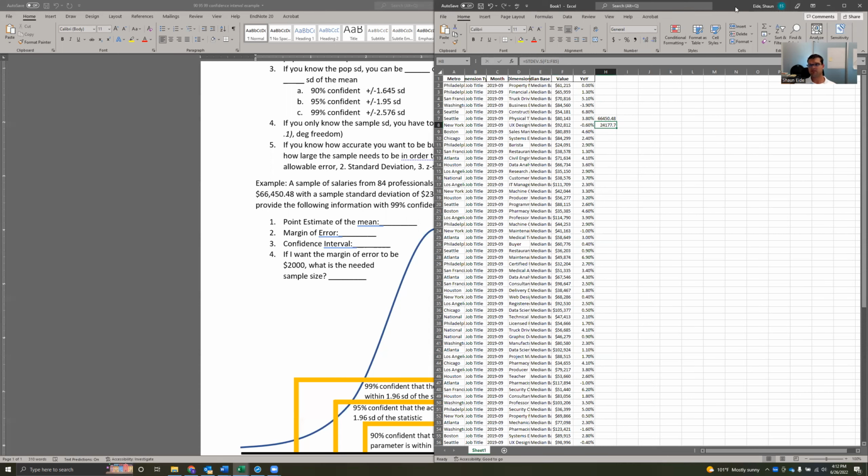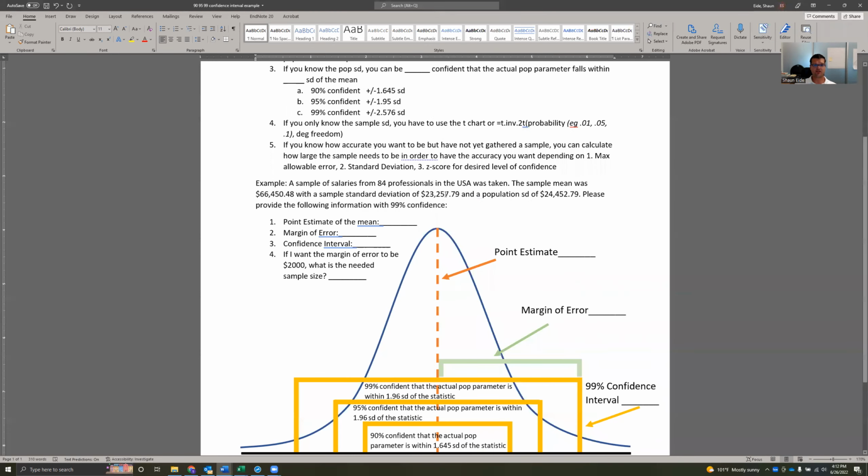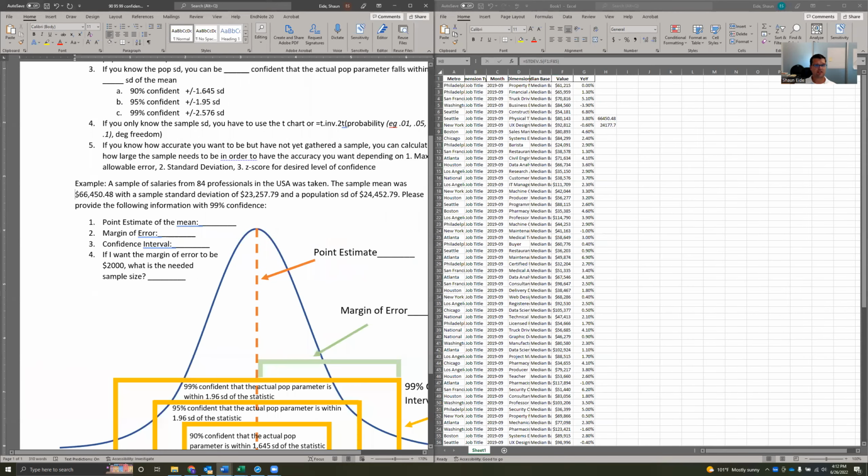And so I put it right here. And so we've got the sample mean of 66,450.48 with a sample standard deviation of 23,257.79. So I'm going to put this right here. 66,450.48.